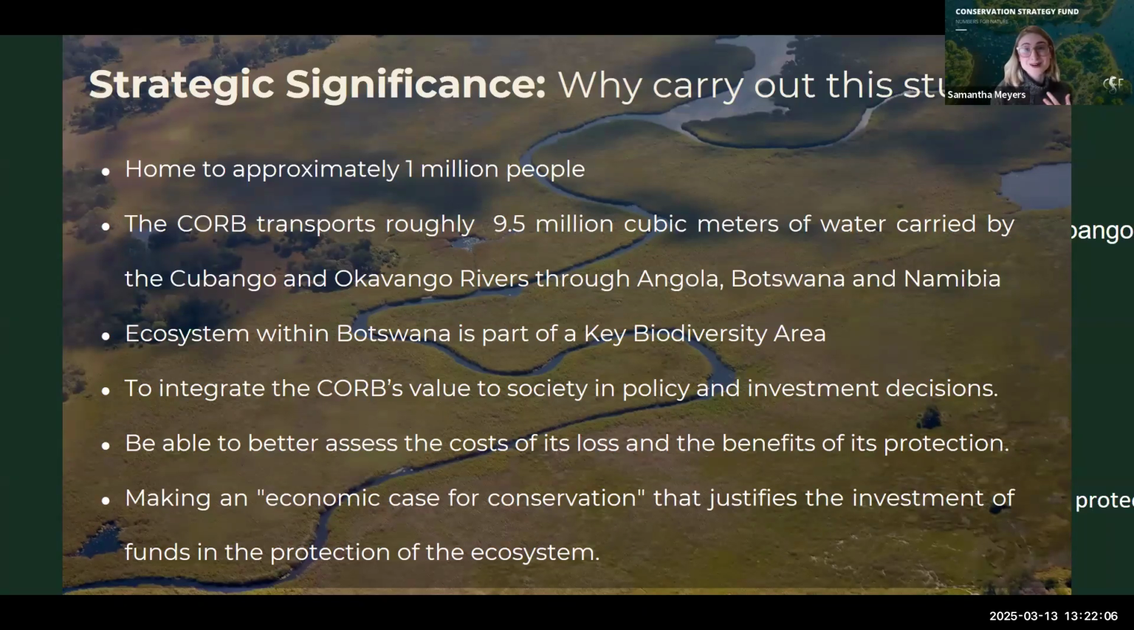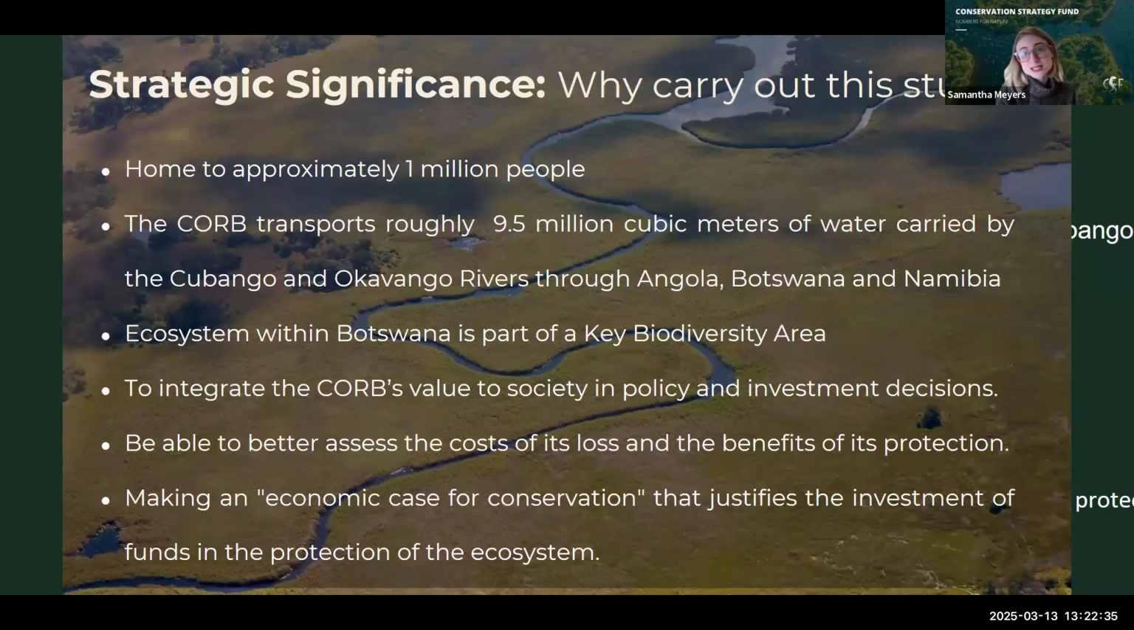It transports about 9.5 million cubic meters of water that's carried through the rivers in Angola down into Botswana, Namibia. It's a very, very important water source for all the people and animals in the region. The part of the ecosystem that is within the country of Botswana is a key biodiversity area, so it's very, very important for tourism revenue and local economies.